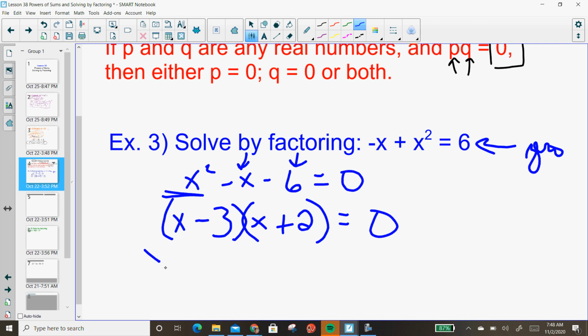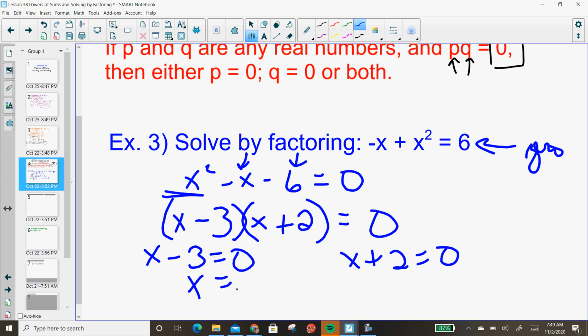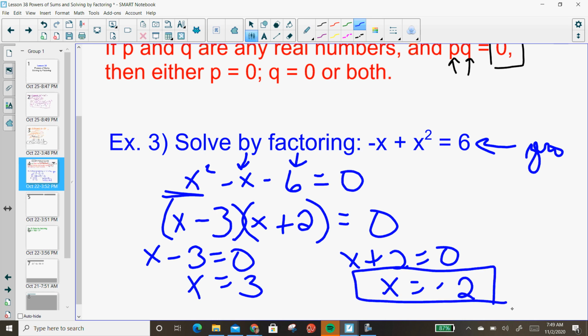That means that either the first parentheses is 0 or the second parentheses is 0 or both. So x is 3 or x is -2. Everybody good with those as your two answers by factoring? This step right here on one this easy I won't require. When we start getting ones that are things like 17x minus 34 equals 0, let's start writing those down where we have to do a little bit of work and it's not obvious what the answers are.